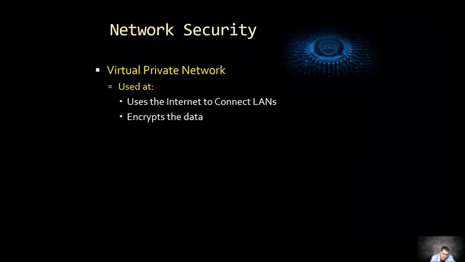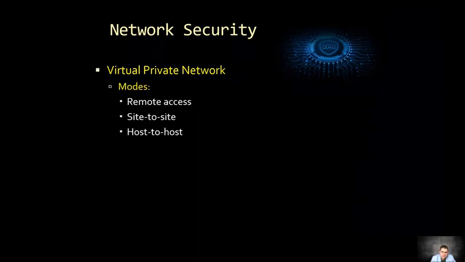This allows us to have remote offices and remote users, because this is one of the modes in which the VPN can be used. Again, it is usually based on encryption and connecting different LANs using encrypted data. And there are three modes in which we can operate: remote access, site to site, and host to host. These are the three modes of the VPN.